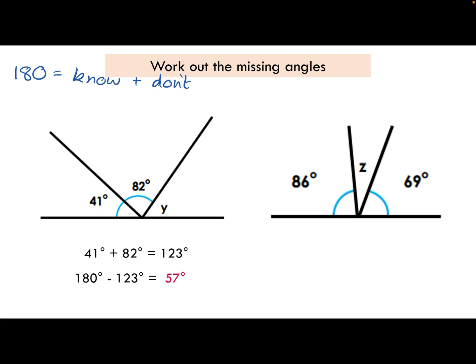So what I can do is I can do my 41 and my 82 and get 123 degrees, and then I do 180, take away 123 equals 57. Well done if you got that. Now, just because this angle and this angle are not together, they still take up the same space and they still have the same amount of degrees, whether that z is there or if I move it to over here. So I can still add these two together. So let's do 86, add 69 is 155. Take that away from 180 and we get 25 degrees. So y is 57 degrees, z is 25 degrees.